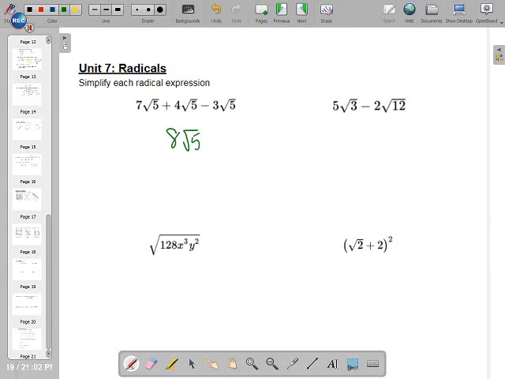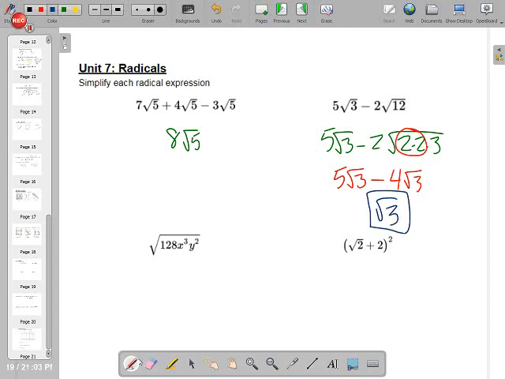Well, these are not like radicands, so you can't do that. But I could say 5 radical 3 minus 2 radical 12. 12 is not prime. 12 is 2 times 2 times 3. So you can actually reduce and simplify that radical. This is the square root of 4, the square root of 4 is 2, so that 2 is coming out. Now you have 4 radical 3. Wait a minute! 5 radical 3s minus 4 radical 3s is 1 radical 3.